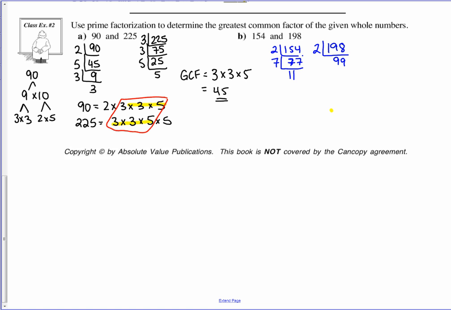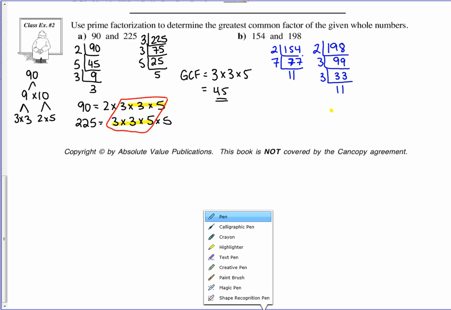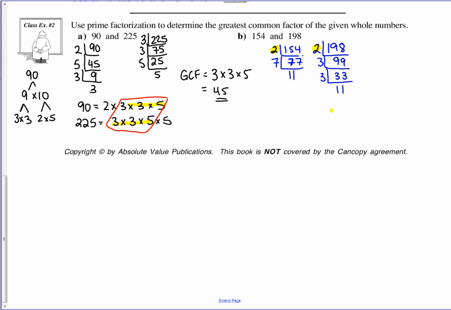99. 3. We only want to divide by primes, right? And that gives me 33. We can divide that by 3, which gives you 11. So even looking at your tree or looking at this, you might be able to see what's in common. So what do they have the same? 2 and 11. So the GCF would be 11 times 2, or 22. Okay.